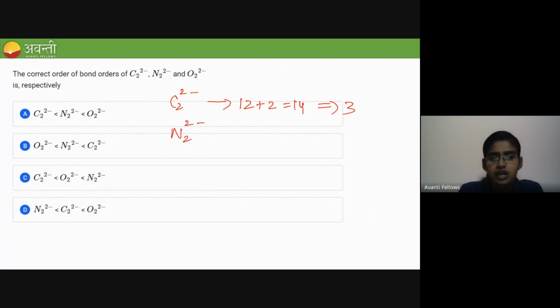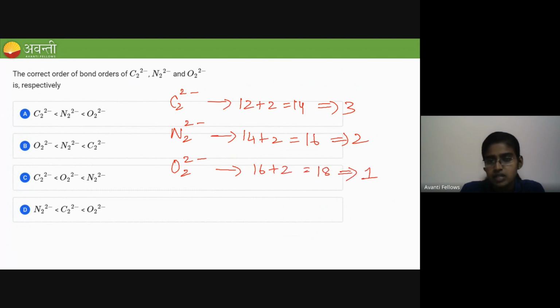And for N2 2 minus, for N2 it is 14. 2 minus gains 2 electrons and becomes 16, so it will be 2. And for O2 2 minus, O2 is 16, it has gained 2 electrons, so it is 18. It is 18, bond order is 1. So O2 2 minus, then N2 2 minus, then C2 2 minus. So the correct answer is option B.